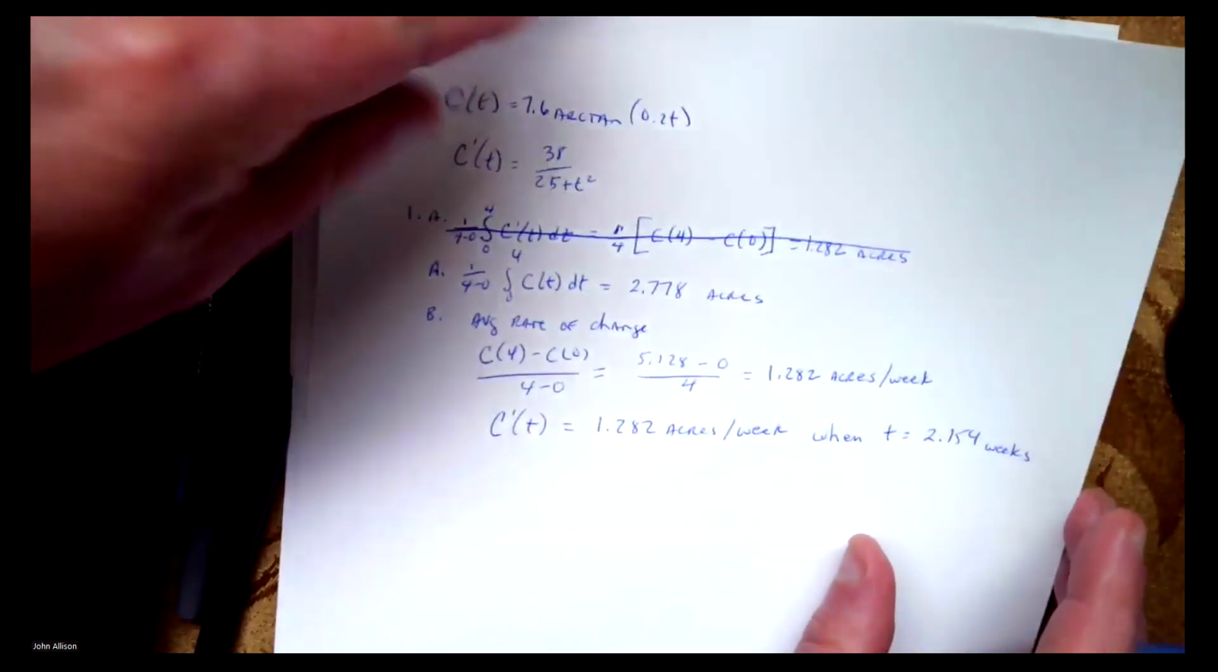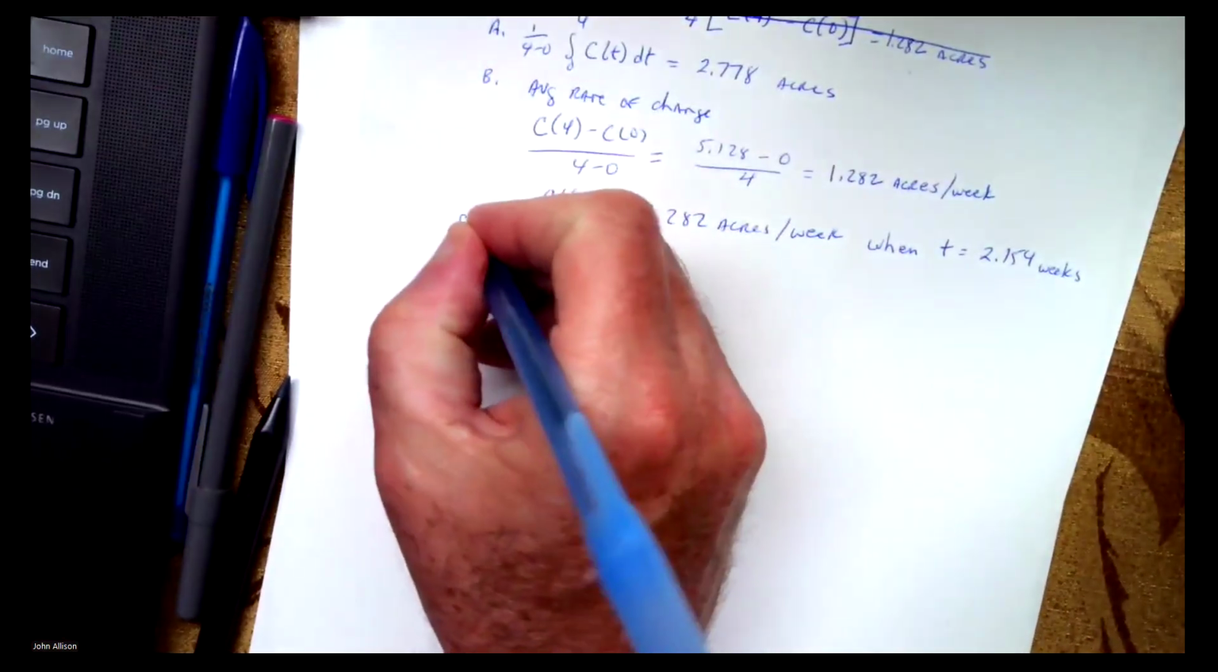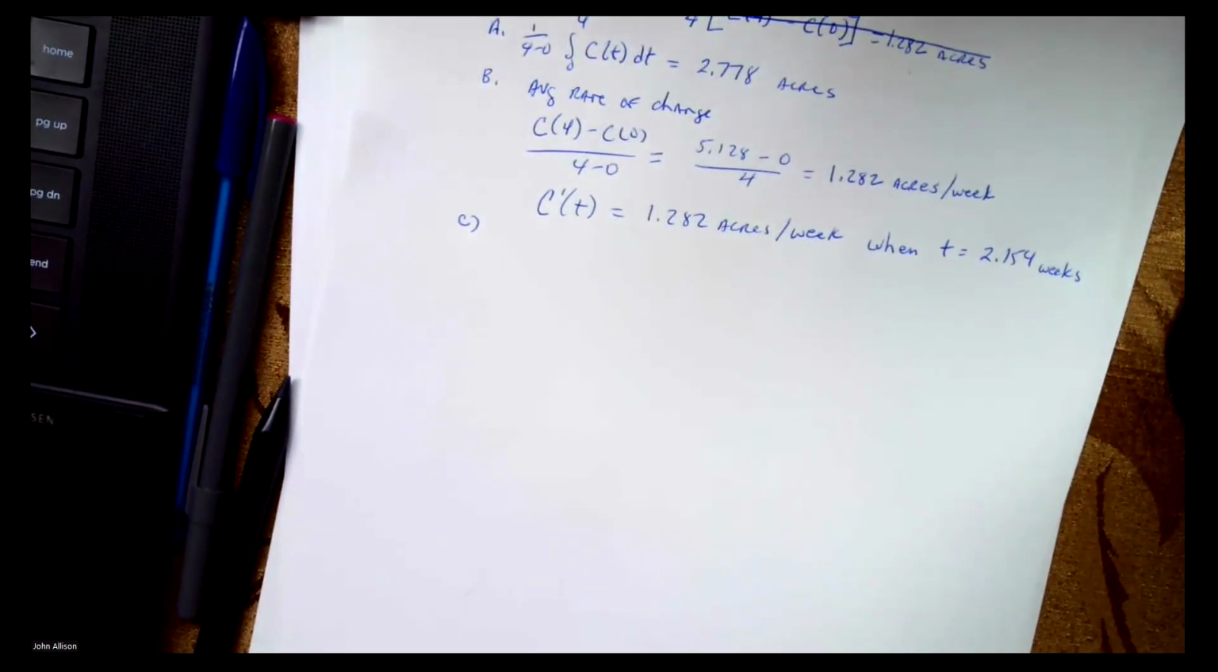Well, that major mistake on A cost me some time here. But that's okay. That's why we do this. Show that nobody's perfect. All right, let's go to part C.